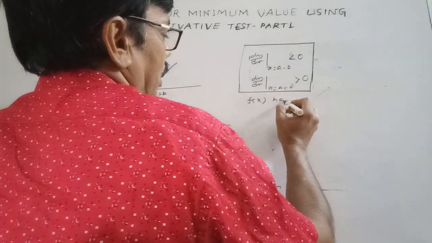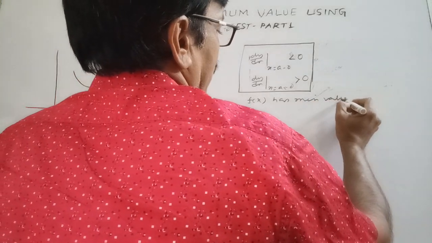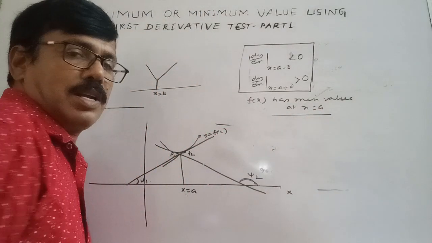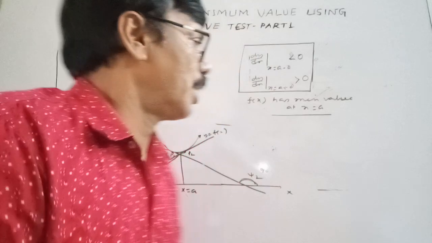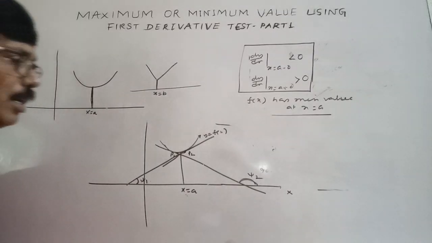So f(x) has minimum value at x equals a. This is our condition. f(x) has minimum value at x equals a.